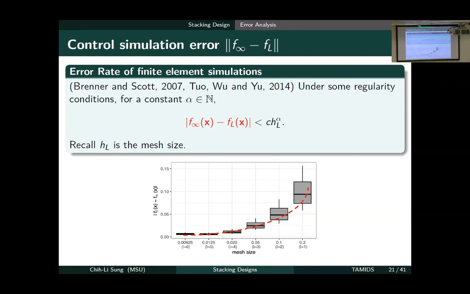Here is just an example. I think this example was from this paper. All right, so you can see that this is the mesh sizes. If you increase the mesh size from this value to this value, the simulation error grows exponentially. So you can see that this error is controlled by this mesh size with the rate alpha. Okay, so we are going to use this property to control this simulation error.